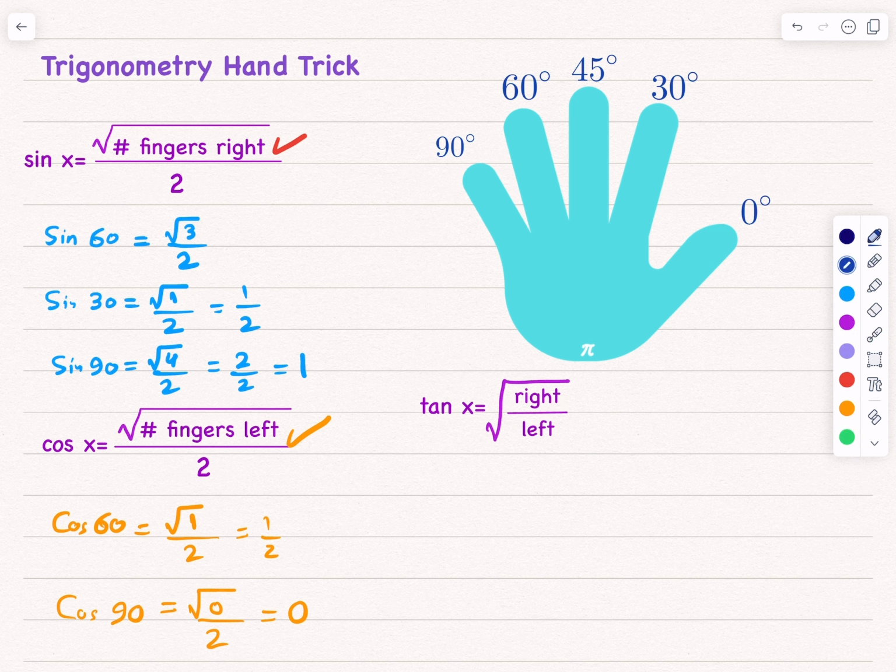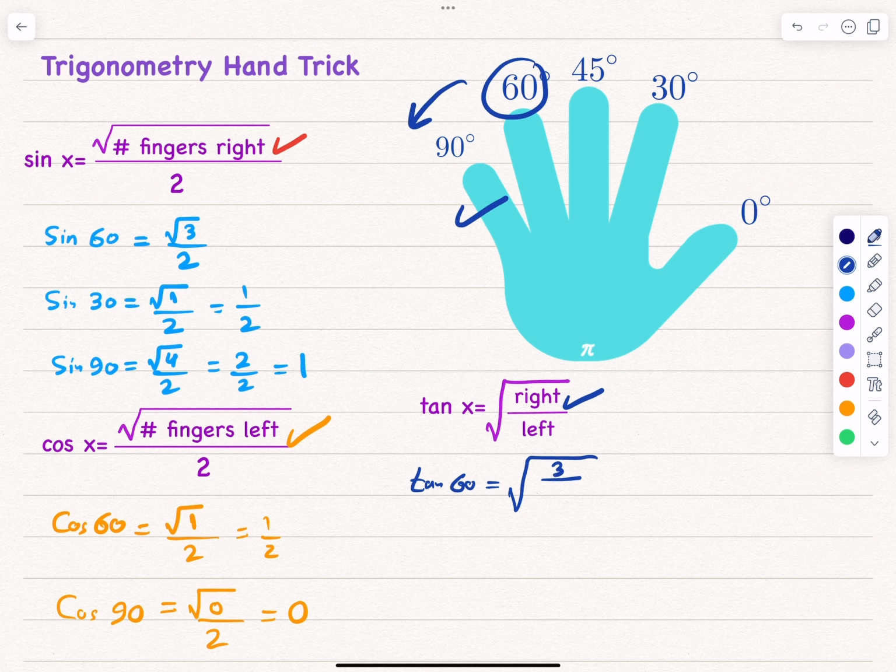Here, for example, tan 60. It's equal to, so we see here we have angle 60. On the right of 60, we have 3 fingers. So it will be square root of 3. And on the left of 60, we have only one finger. So we have 1 here down. Now it will be 3 divided by 1, 3. So the answer is square root of 3.